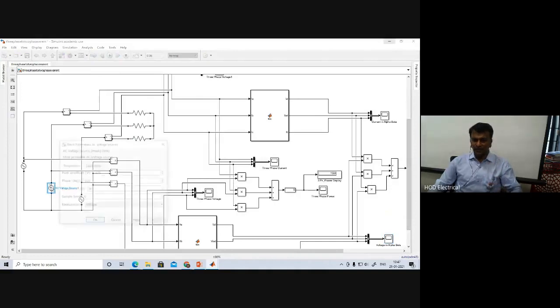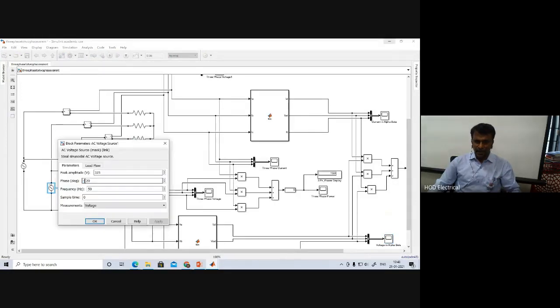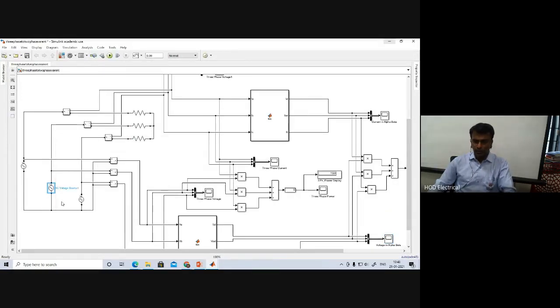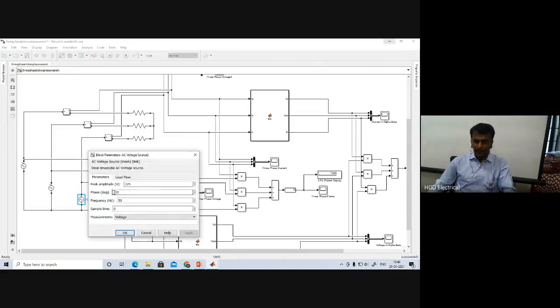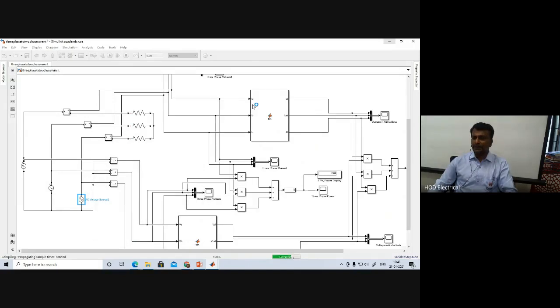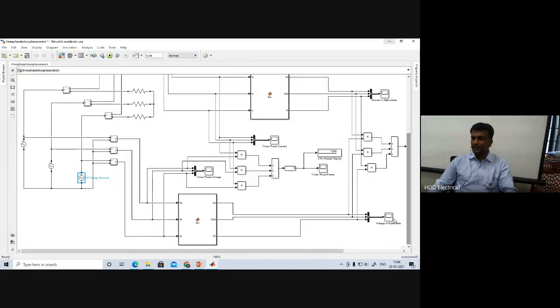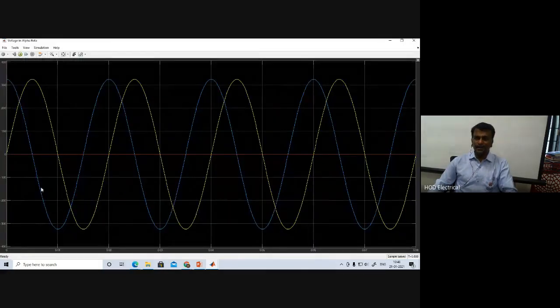If, for example, I choose here instead of the RYB sequence plus 120 and minus 120, now we can see this phase displacement will be changed. See this waveform here, beta is leading. Alpha is the same, starting from 0, but beta is leading.